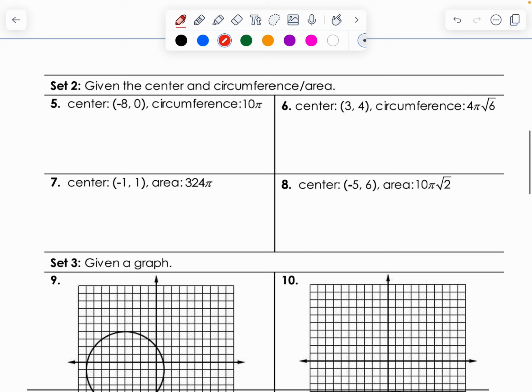All right, and on to the bottom here. So again, given the center and the circumference. Now the circumference, we need to remember our circumference formula is 2 pi r. Or if you want to rewrite that, 2r pi. So you remember that what's in front of pi represents the diameter. And then the area formula is area equals pi r squared.